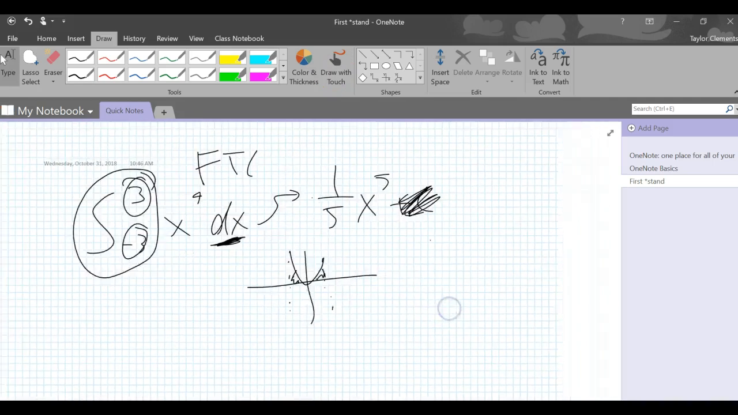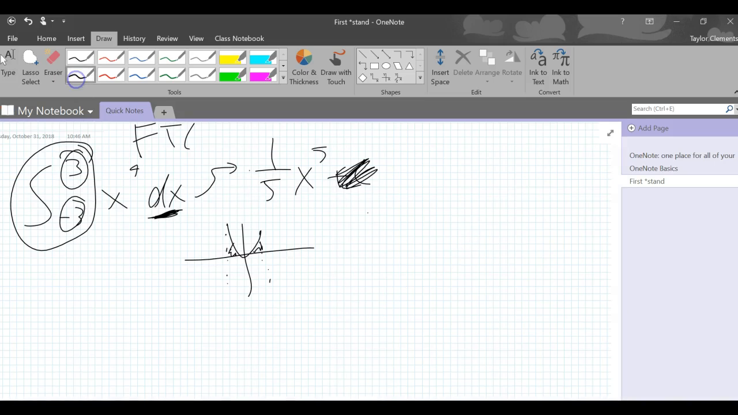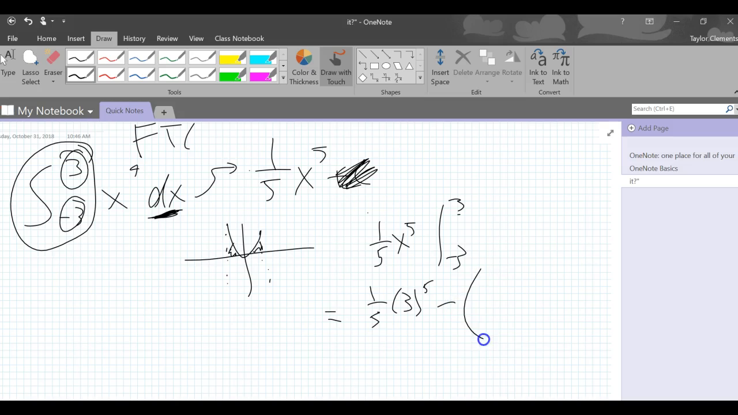So what does that look like? We're going to take our antiderivative, 1/5 x to the fifth. And this is the notation we usually use for the fundamental theorem of calculus. Put a 3 here and -3 here. What that means is plug a 3 in. So it's going to give me 1/5, 3 to the fifth. And then you subtract, plugging a -3 in. So it'd be 1/5, -3 to the fifth.